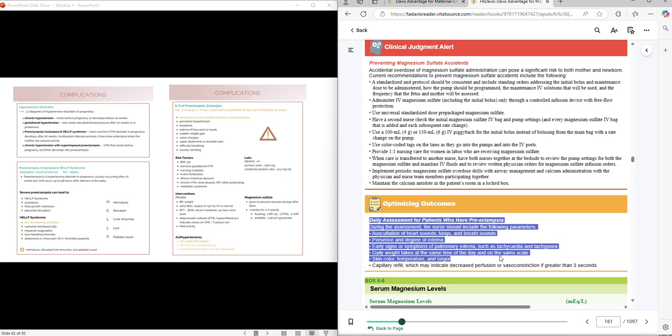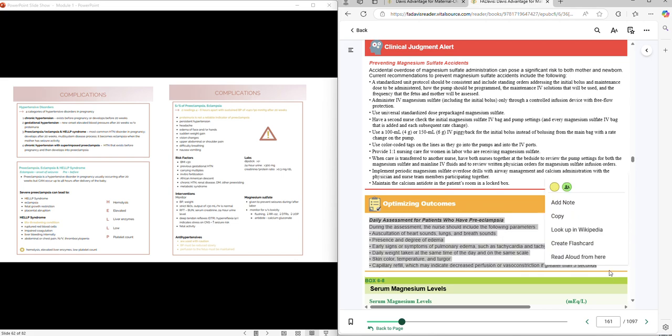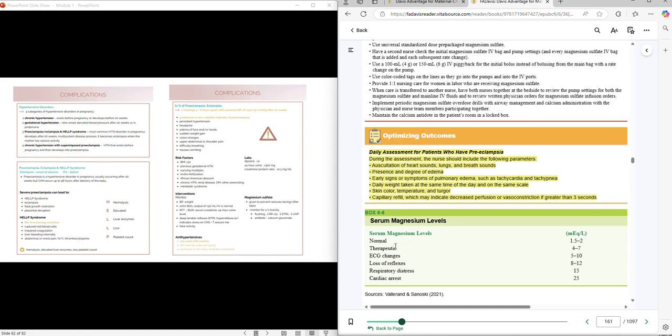Optimizing outcomes is another wink and lollipop. In this paragraph, make sure you're doing these daily assessments of somebody with preeclampsia. Memorize these. You're going to see edema, maybe some tachycardia, some poor skin turgor. Cap refill might be greater than 3 seconds. So make sure you understand that. And then mag levels: therapeutic is 4 to 7.